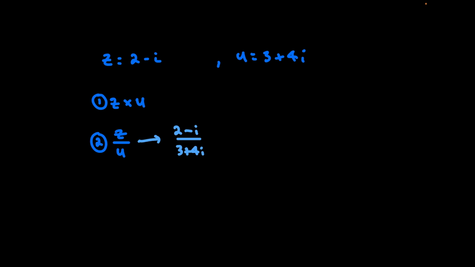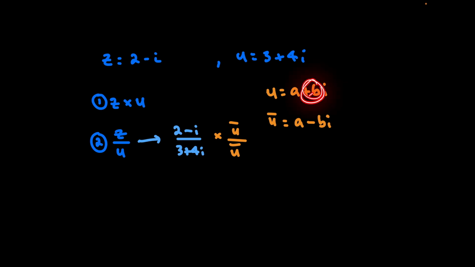And in order to divide any two complex numbers together, you must multiply both the numerator and the denominator by the conjugate of the denominator. So we have to multiply by the conjugate of u. And if we have a complex number where in this case u equals a plus bi, then the conjugate of u is simply the same as a take bi. So the imaginary component becomes negative. If it was negative here, it becomes positive, and if it was positive here, it turns into a negative.